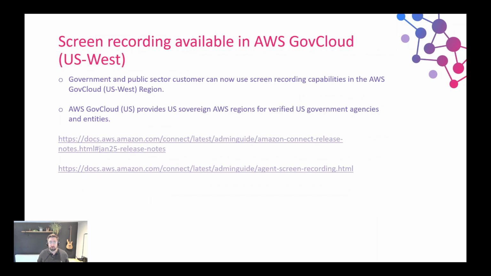Then the next one to mention, we've got screen recording, which is available in the AWS GovCloud region. GovCloud, for those that don't know, is a set of secure US-based AWS regions, which provides full US-run data sovereignty for government agencies over in the US. They have more stringent compliance requirements around things like screen recording, which is why it's sometimes a bit delayed, some of these features coming into GovCloud.